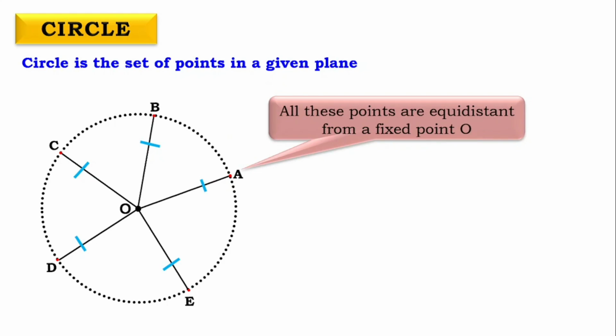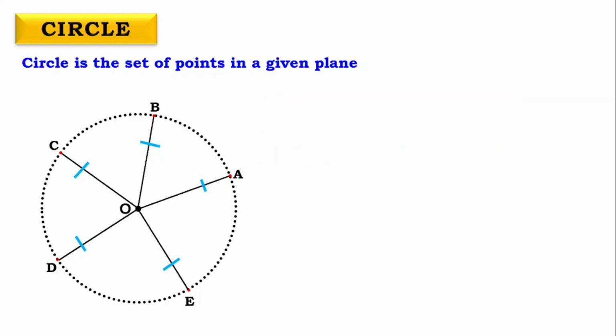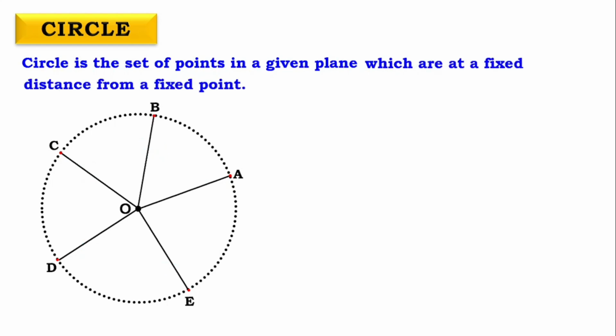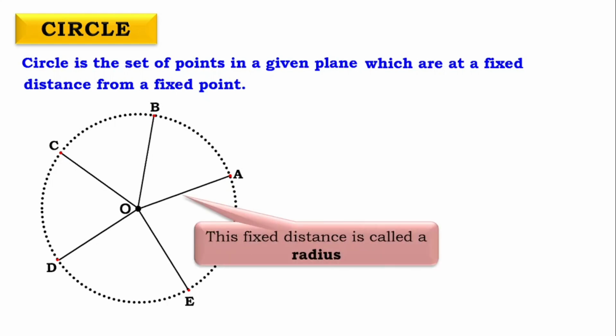All these points are equidistant from a fixed point O. So these points A, B, C, D and E are at an equal distance from point O. Understood? Which are at a fixed distance from a fixed point. So all these points A, B, C, D and E, they are at a fixed distance from a fixed point. Okay. This fixed distance is called a radius. So this distance OA, OB, OC, OD and OE is called a radius.